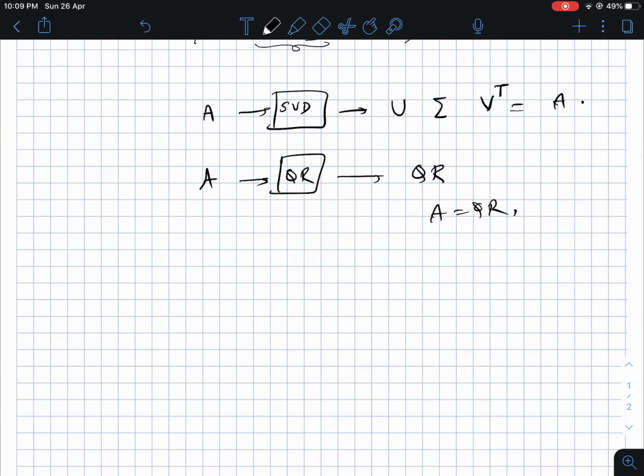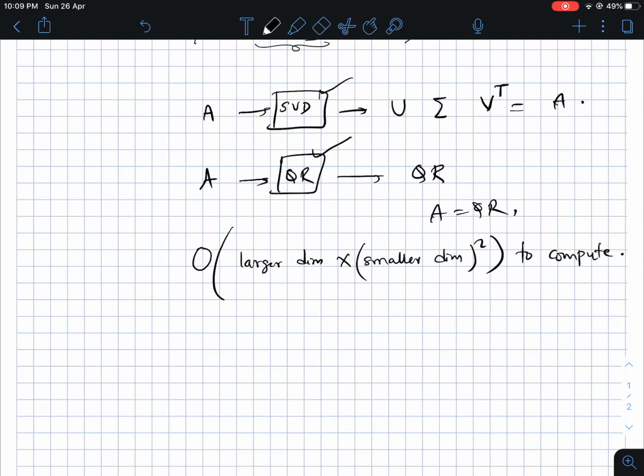Generally, as a thumb rule, most interesting matrix algorithms, like the SVD or the QR, take order of larger dimension cross smaller dimension whole square to compute. So this is just a thumb rule.